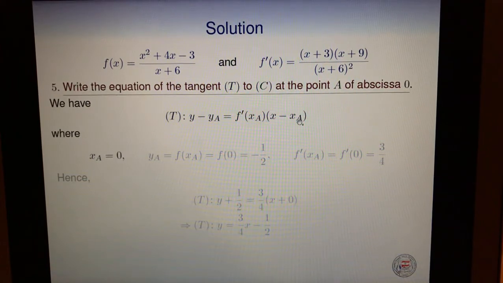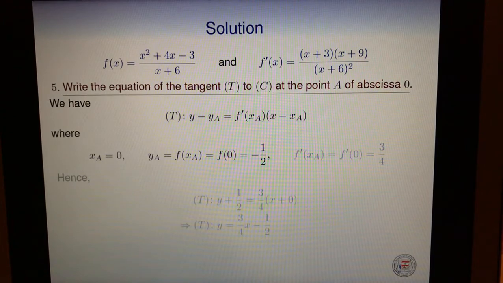The unknowns here are xa, f prime of xa, and ya. First, we need to find the values of these terms. So xa is always given, xa is equal to 0. ya is equal to f of xa, that is f of 0. So replace x by 0 in the expression of f of x. We will get minus 3 over 6, which is minus half. So ya is minus half.